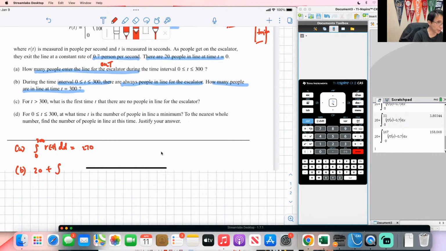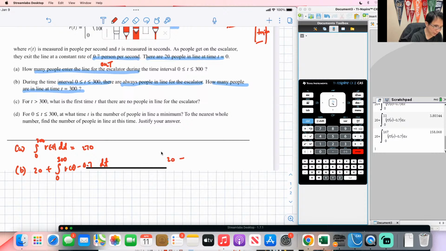So if I integrate the net rate here, I'm gonna find out how many people I gain or lost throughout the whole time. So this is gonna be 0 to 300, and that's gonna be R of t. And some people did this a little bit different. I did it this way. I did minus 0.7 dt. Now some people do it this way.